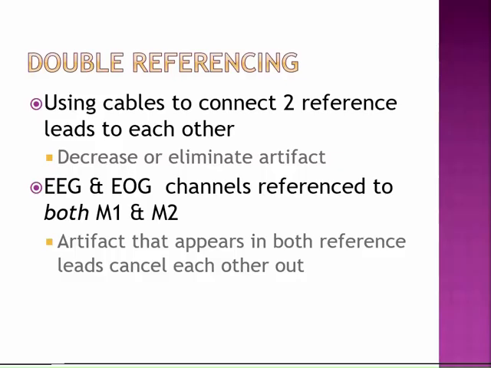Double referencing is only used to reduce EKG artifact in your EEGs and EOGs. That's it. If you have EKG artifact in your muscles, you've got to go in and fix them. You've got to move the electrodes so that they're close enough together. That's the only time you'll ever double reference. It doesn't help with any other type of artifact, nothing else. Just EKG in your EEG and EOG channels.